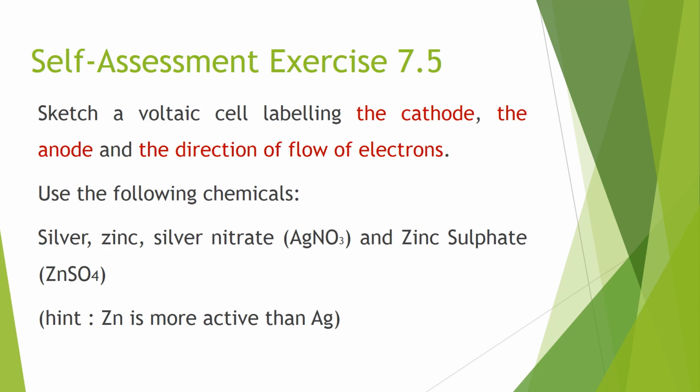The topic of this presentation is taken from page 138 of class 9th chemistry book. This self-assessment exercise 7.5 says, sketch a voltaic cell labeling the cathode, the anode and the direction of flow of electrons. You are given the following chemicals: silver, zinc, silver nitrate, and zinc sulfate. They have also given a hint here that zinc is more active than silver.